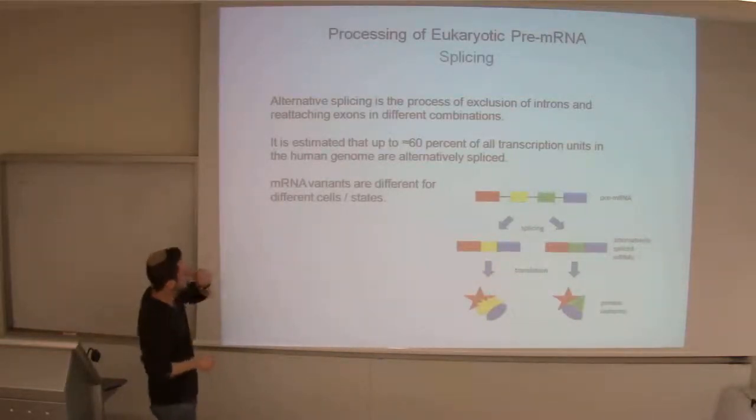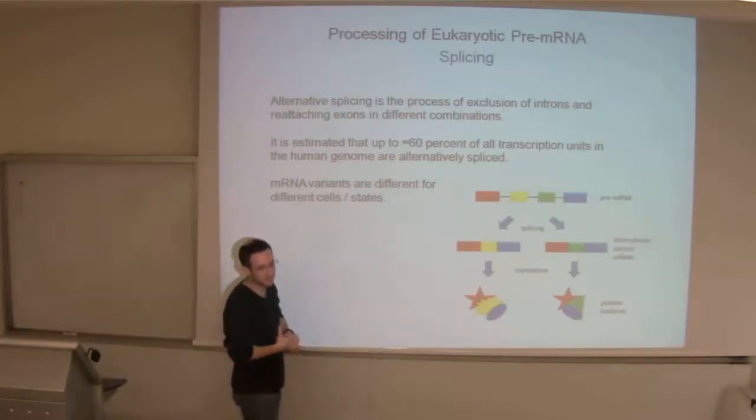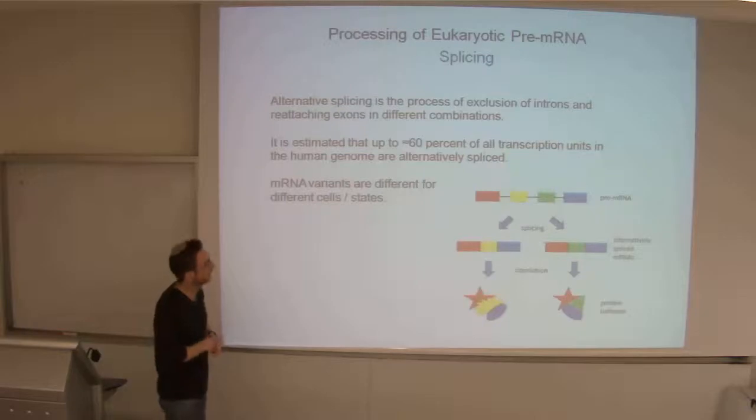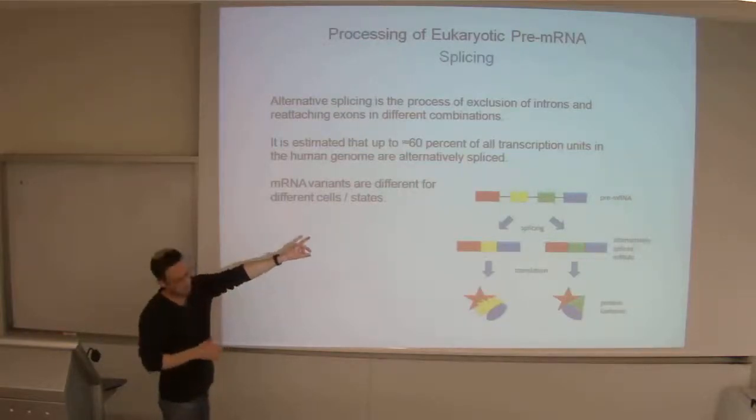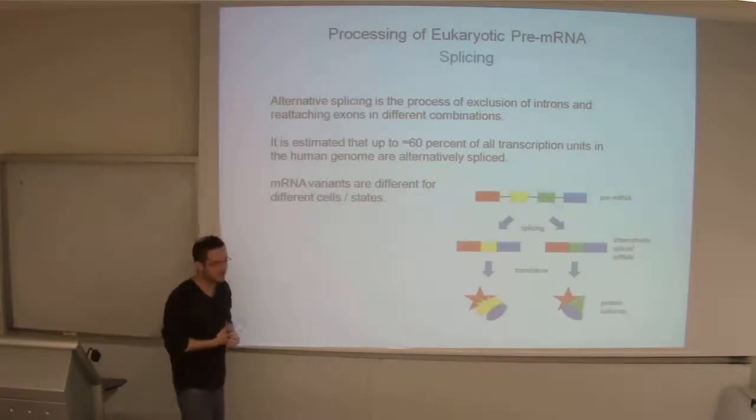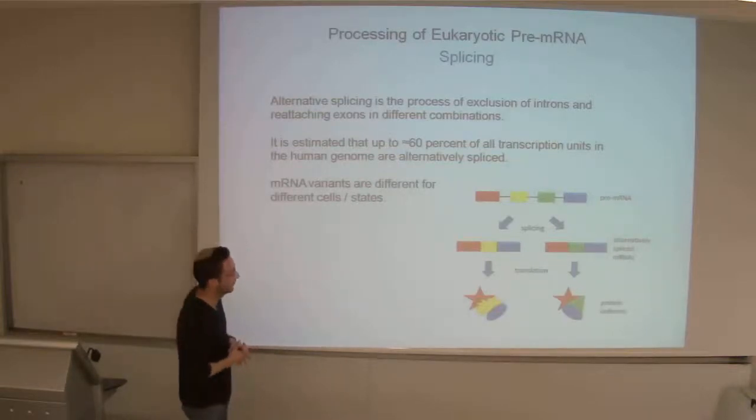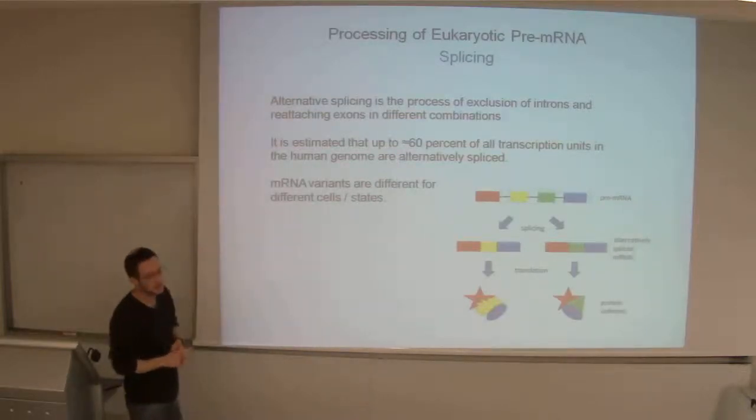It is estimated that up to 60%, and the more updated number is about 80, 90, and I think that next year it will be 120%, this was just a joke, of all transcription units in the human genome are alternatively spliced. So anyway, it's not an esoteric phenomenon. It's something that in humans at least is the rule.